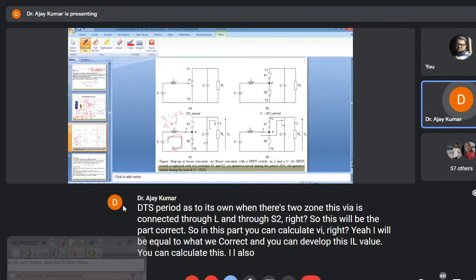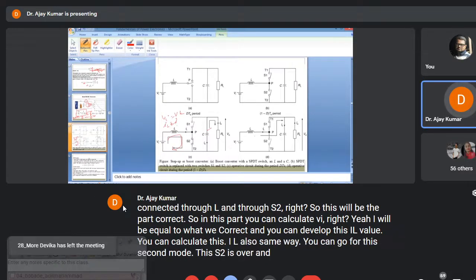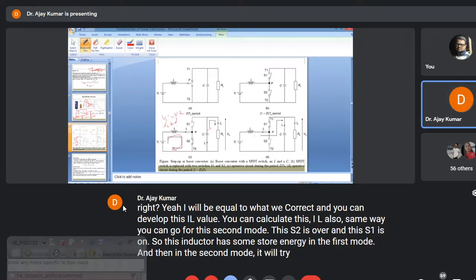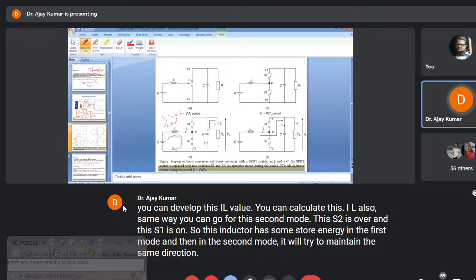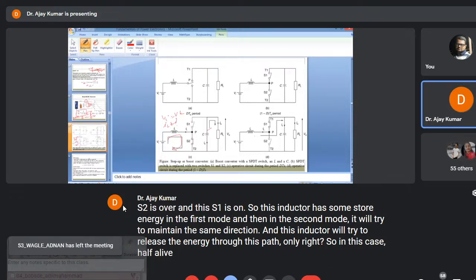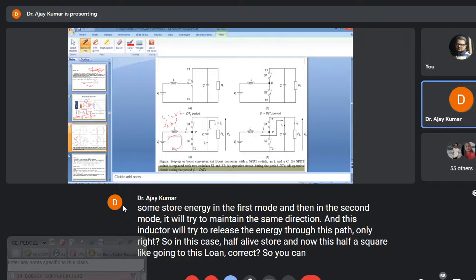Same way you can go for the second mode. S2 is off and S1 is on. So this inductor has stored some energy in the first mode. And then in the second mode, it will try to maintain the same direction of current, and this inductor will try to release the energy through this path only, right? So in this case, half L I square will be stored, and now this half L I square will be going to the load, correct? So you can analyze both the things.